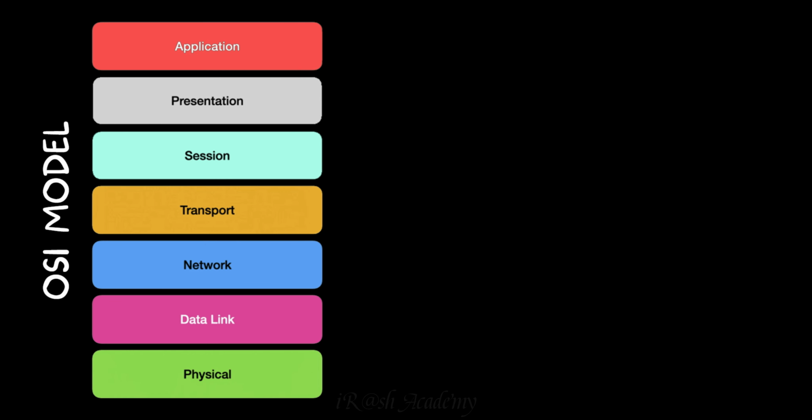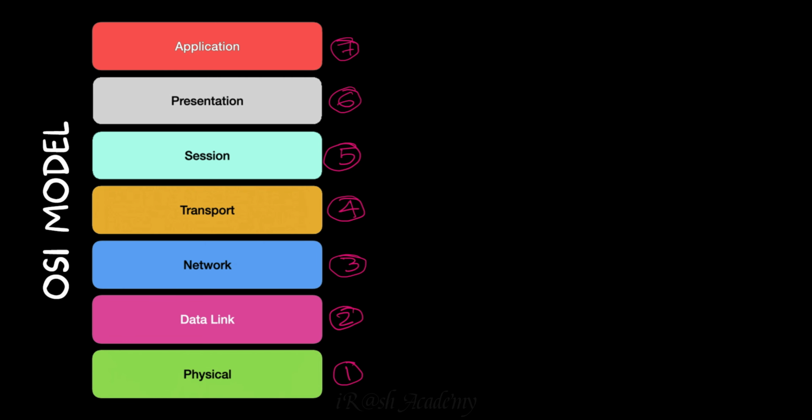So let me start from the bottom. Layer 1 is called the physical layer. Layer 2 is called the data link layer. Layer 3 is called the network layer. Layer 4 is called the transport layer. Layer 5 is called the session layer. Layer 6 is called the presentation layer. And finally, layer 7 is called the application layer.